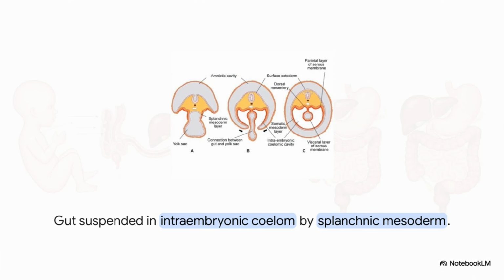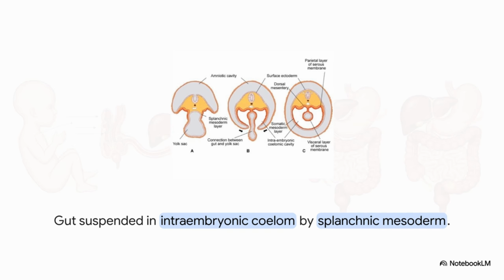The development of this tube actually kicks off in the 3rd week, when it starts pinching off from the yolk sac cavity, and the full tube runs all the way from the stomatodeum, which is the future mouth, up rostrally, straight down to the proctodeum, the future anus, down caudally. Also notice that the gut tube is suspended right in the middle of the intraembryonic column.